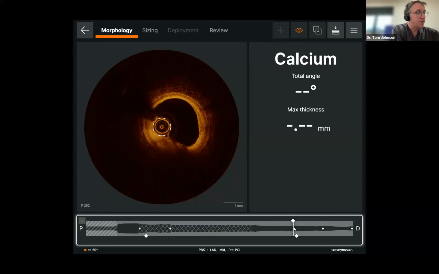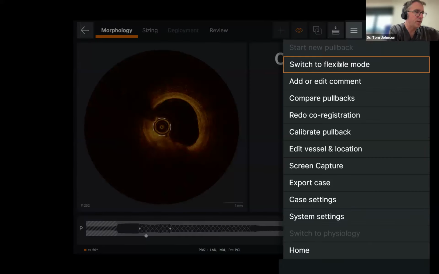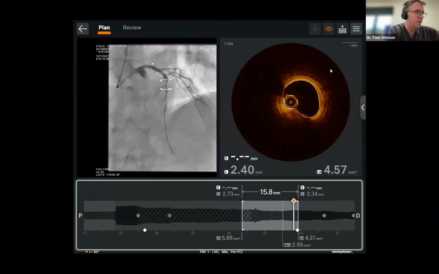And you can see, this is Ultron 2 software, so it's slightly different. Again, it's formatted using the Ultron platform, which you can see: morphology, sizing, deployment, review. Actually, the iterative change has been that it gives you the ability to switch to what's called a flexible mode. So this is actually how it comes. I'm sorry that it's not anonymized. So we see here then the angio co-registration.